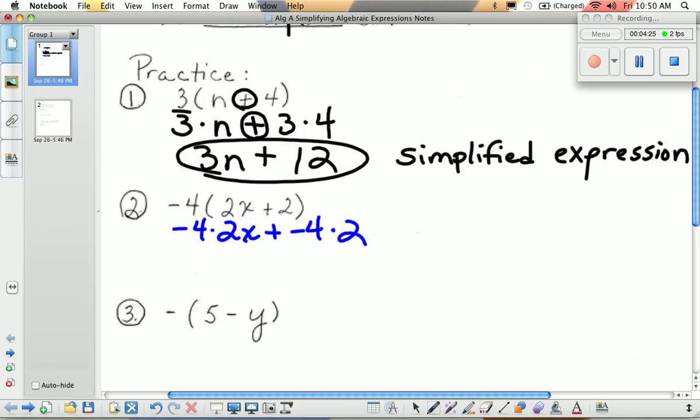Okay, anybody want to share what they believe the simplified expression should actually be? Dakota? Negative 8x plus negative 8. How many of you agree with Dakota that that's the simplified expression? Okay. So we take the negative 4 times both pieces. This multiplication becomes the negative 8x that Dakota's talking about. This multiplication becomes the negative 8.